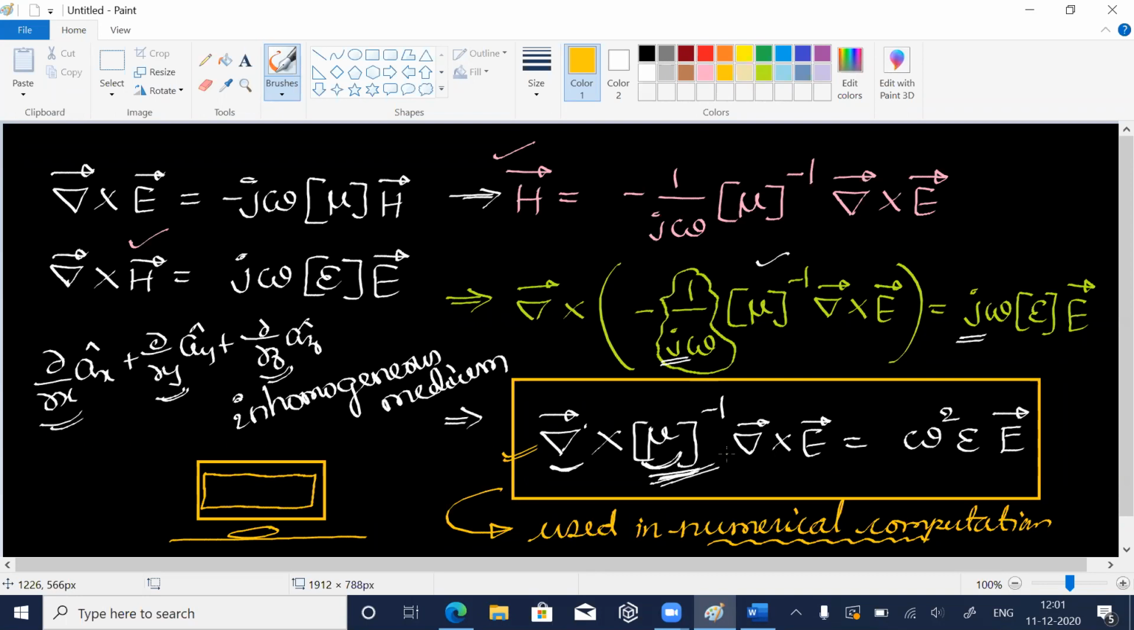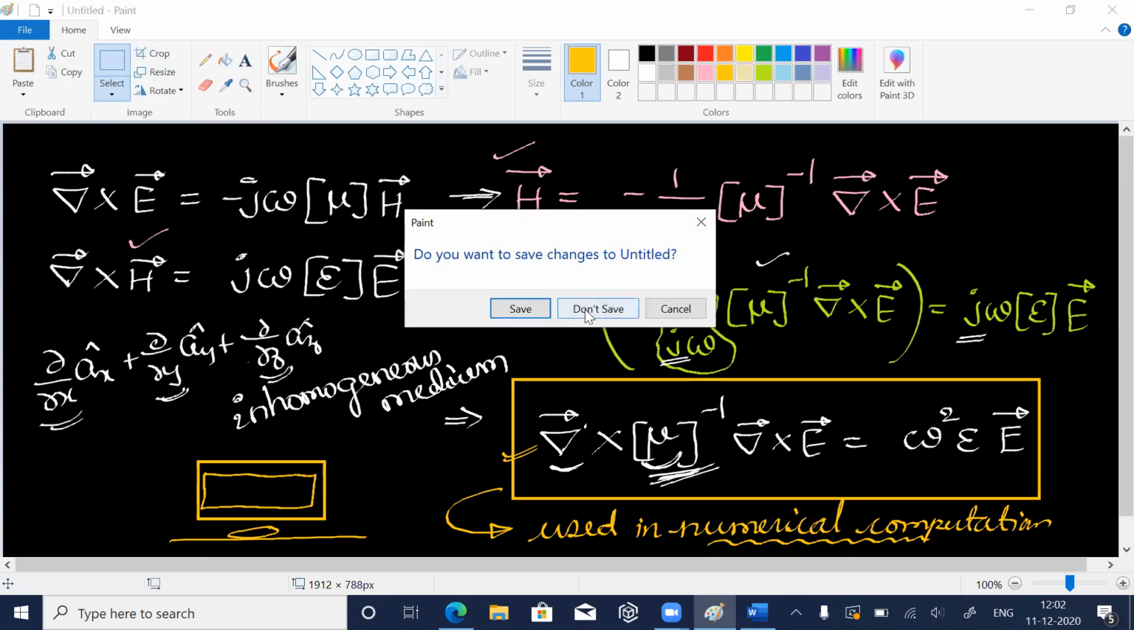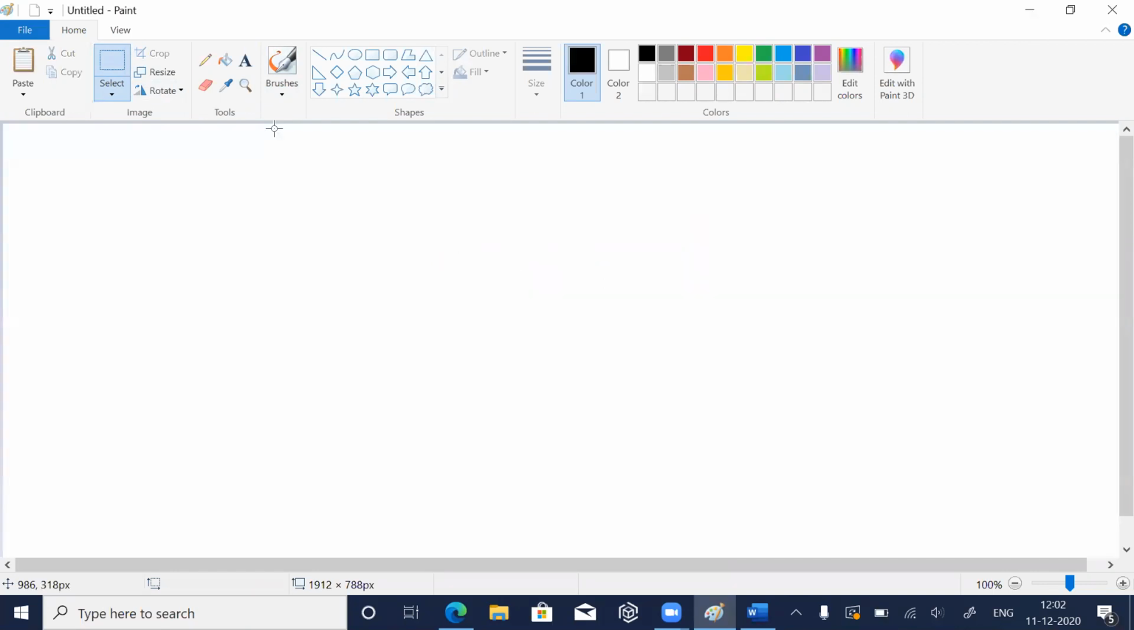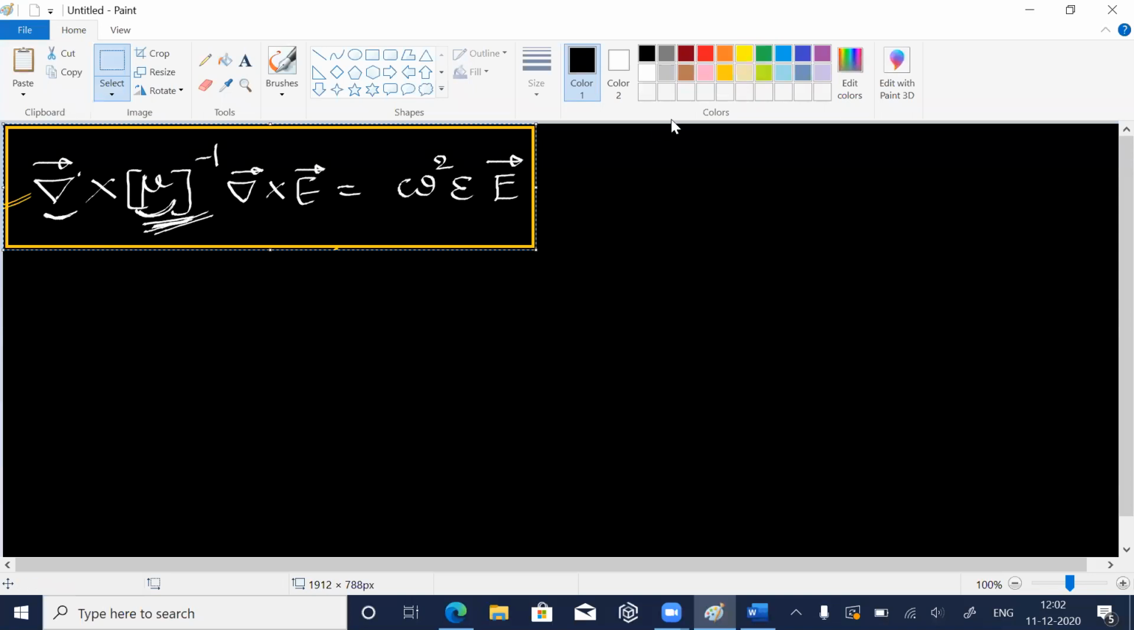we will restrict our medium to be a homogeneous medium. So when you have a linear homogeneous, just 2 minutes, I must copy this. So when I just take there, I don't save it. Okay, I don't save it. Okay.